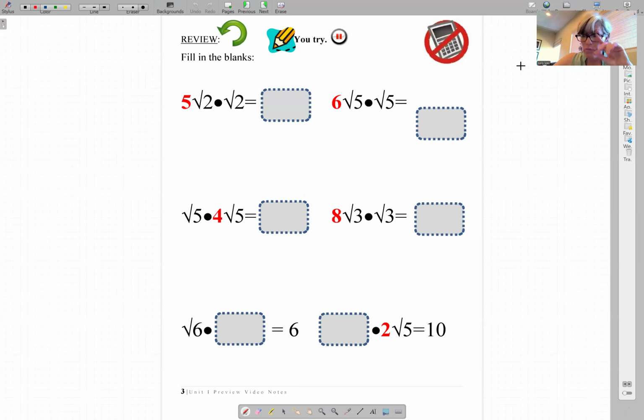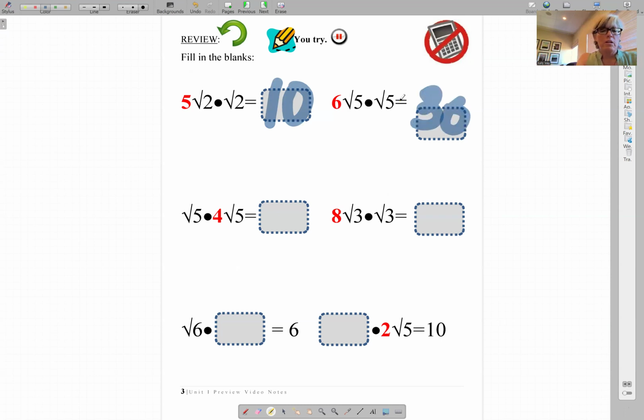All right. Hopefully you paused the video and now you have a red pen in hand. I'm not going to explain these. We're just going to write in the answers and then you correct. All right, so here we go. 5 root 2 times root 2 is 10. 6 root 5 times root 5 is 30. 5 root 5 times 5 root 5 is 5.